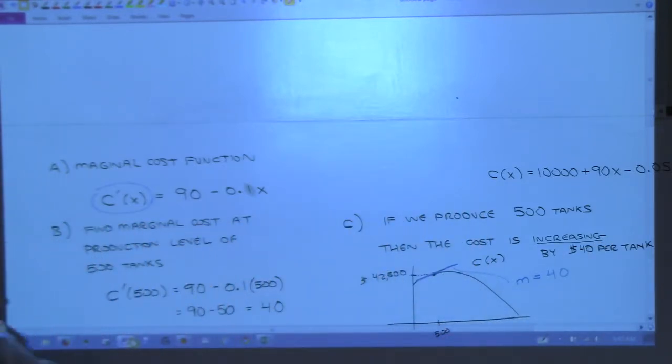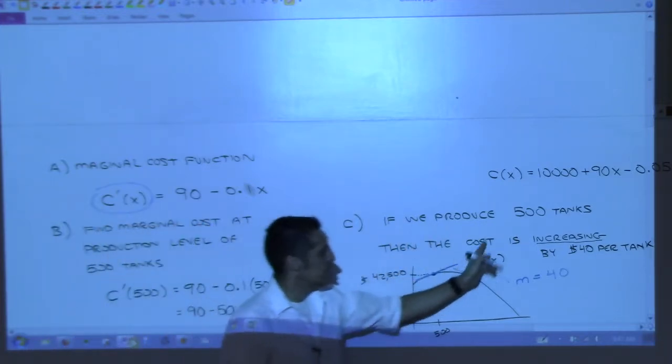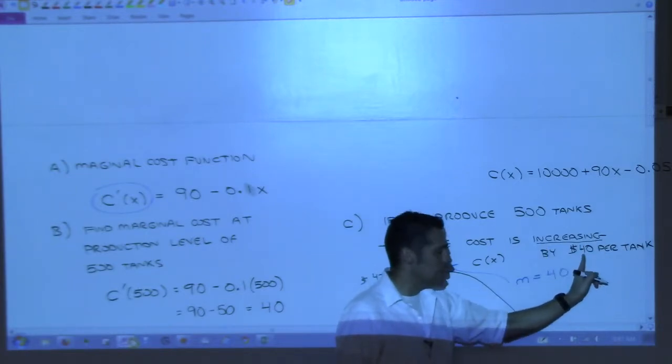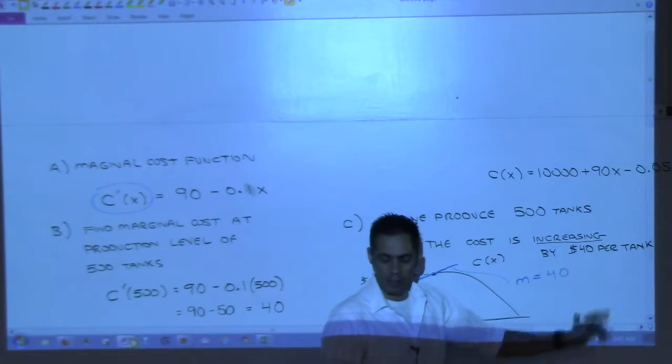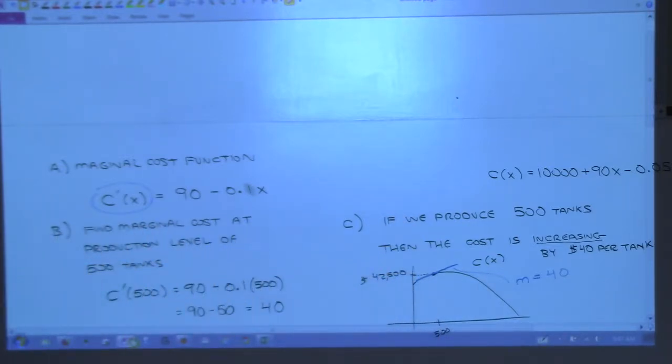Understand? If that would have been a negative number, then we would have said what? It's decreasing by $40 per tank. And you would say decreasing, and you would put $40. You wouldn't put negative $40. You would put decreasing by $40. All right, we good? Okay. Now, part D, there was a part D, right?